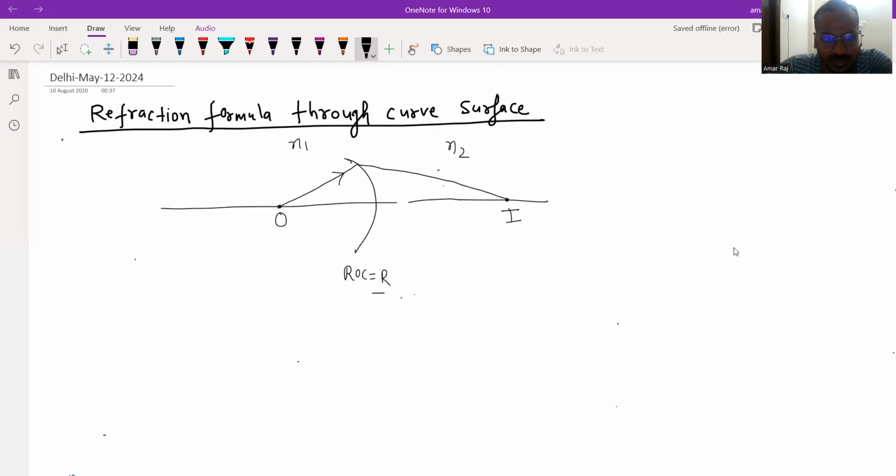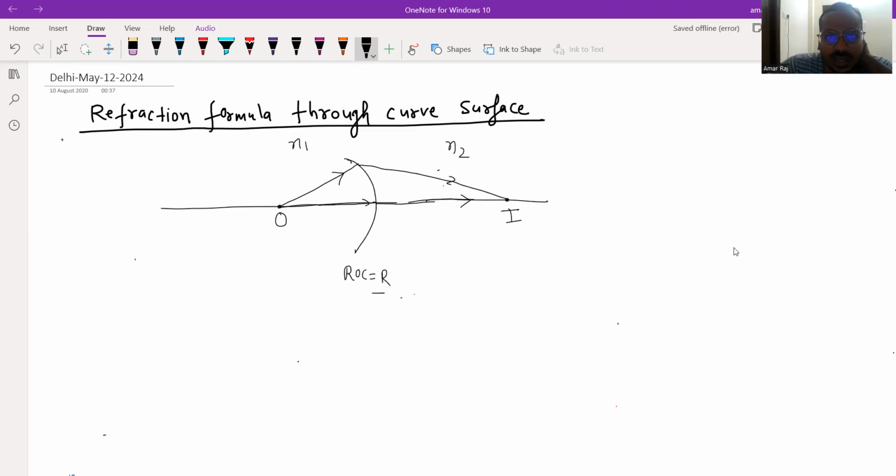Okay. One more ray will go along this direction, and since the angle of incidence is 0, the light will go forward without deviation. So these two light rays will meet at the point I. So this is the image of the object in the medium N2. So N1 is the medium having the incident ray, and N2 is the medium having the refracted ray.